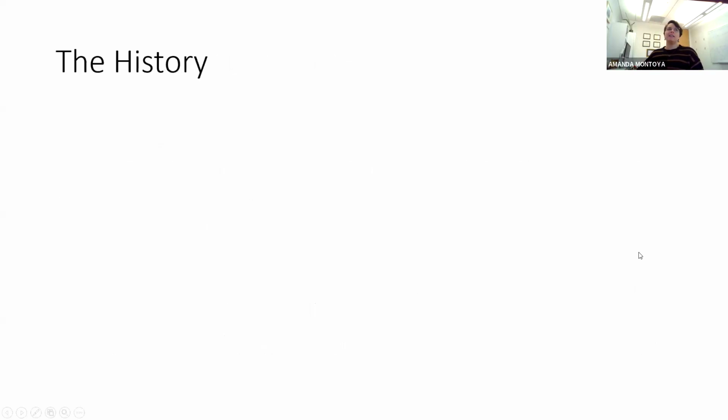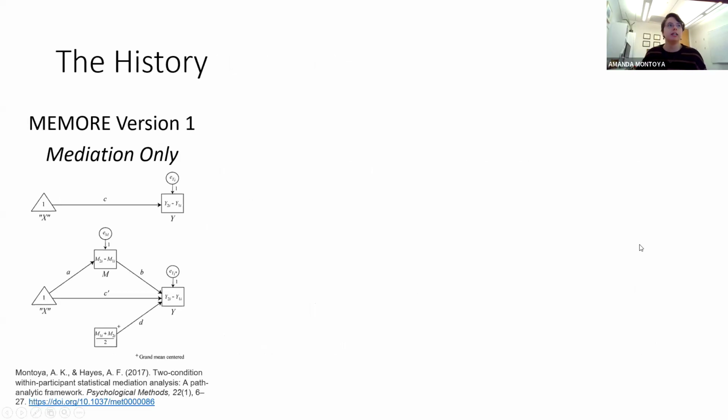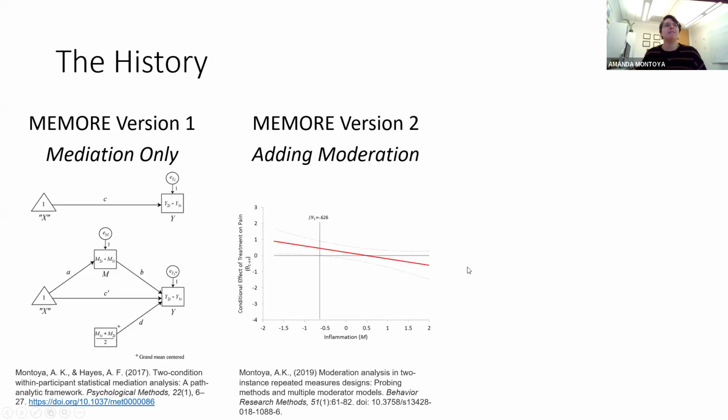A little about the history of MEMORE. The first version came out in 2017. Believe it or not, this was my first year project in grad school, and now it's the rest of my life. It came out with a paper with my graduate advisor, Andrew Hayes. The first version just had mediation, so it was a little weird to call this tool MEMORE, but we knew that the moderation was coming, so we just committed. The second version came out in 2019, and that added in the moderation functionality.